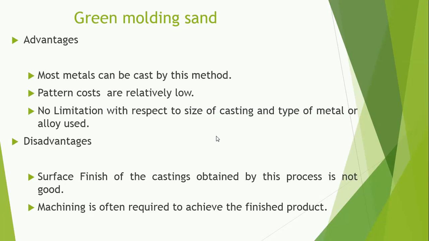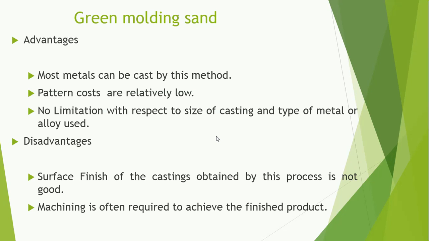Advantages of green molding sand we will see. Whatever metals are present in the universe, almost all the metals can be cast by this method. Pattern costs are relatively low because we are using those patterns for mass production. As far as this green sand molding is concerned, there is no limitation with respect to size of casting and type of metal or alloy to be used. The disadvantage is that the surface finish of the casting obtained by this process is not good.